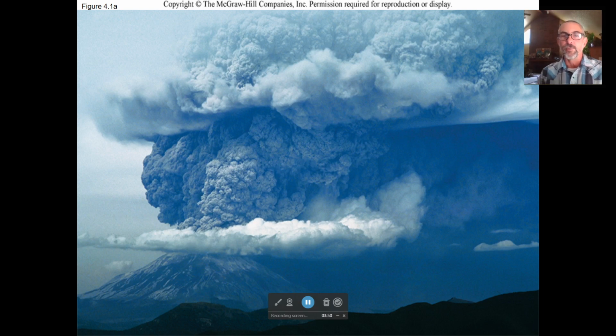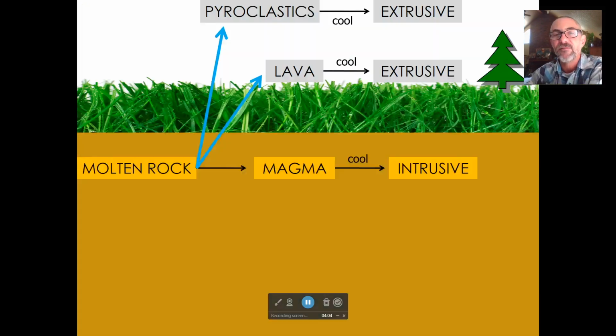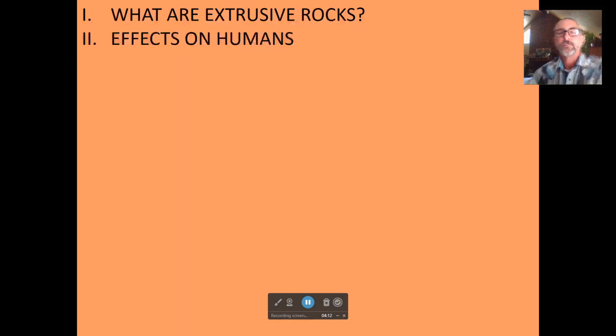So this is an example of a pyroclastic eruption. You're not seeing much in the way of lava flows going down the slopes of this volcano. Instead, you're seeing mostly pyroclastic eruption here, still a type of extrusive volcanic activity. In fact, the term volcanism simply means eruption of molten material out of the ground.